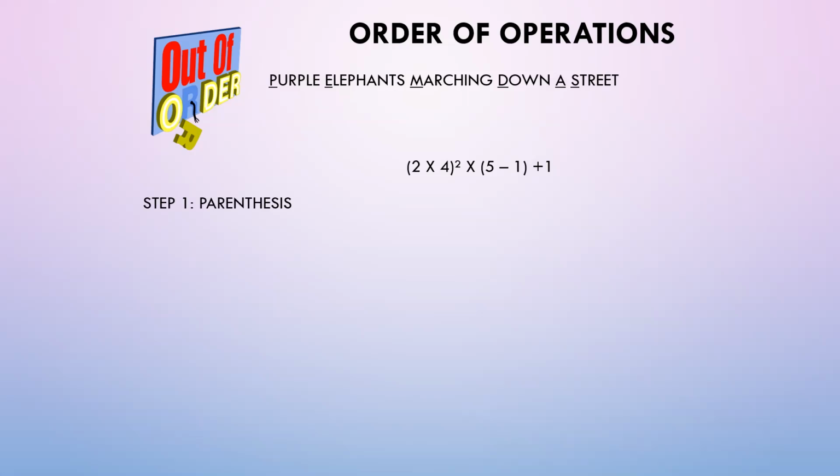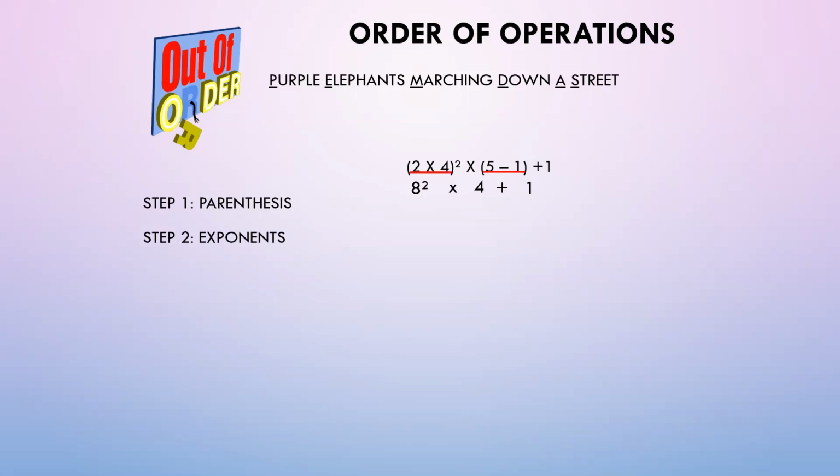So step one is parentheses. And if you notice, I have 2 times 4 in parentheses. And 2 times 4 is 8. Now notice I brought down the little exponent with it. I have another parentheses, which is 5 minus 1. And there's nothing complicated about 5 minus 1. It is 4. Now notice I brought down that multiplication sign because I haven't used it yet. I also haven't used this plus 1. So that's my next line.